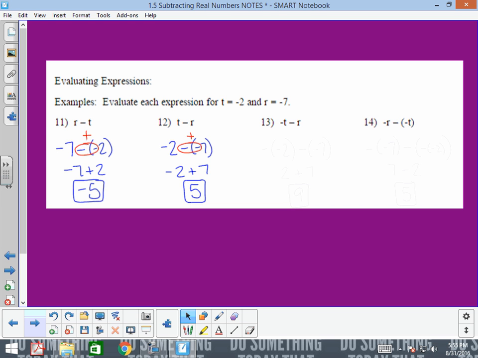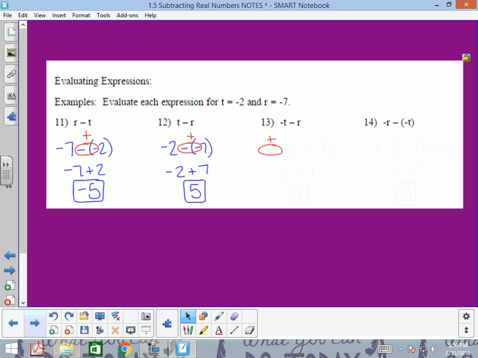All right, on this one, this t has a minus sign in front of it. So when I put this in parentheses, that's going to be a minus and then negative 2. Okay, and then here we have minus and then negative 7. So those both become positives. So we're going to end up with positive 2 plus 7, which is going to be 9.